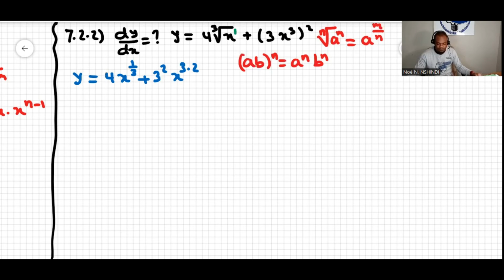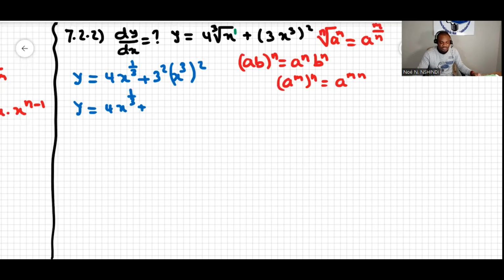Basically, it is this way, x cubed to the power of 2. Okay, but now another law of exponents says that a to the m all to the n is just a to the mn. Now this makes y equal to 4x to the 1 over 3 plus 9x to the power of 6.